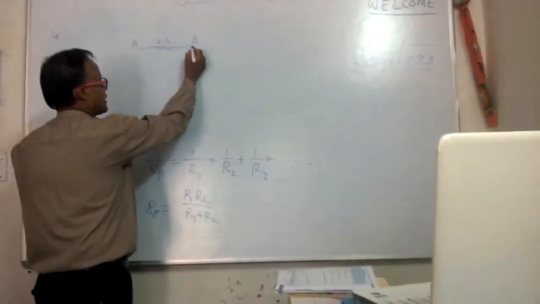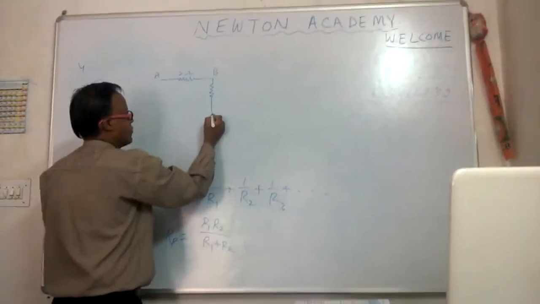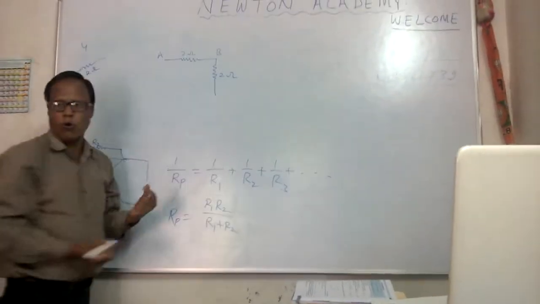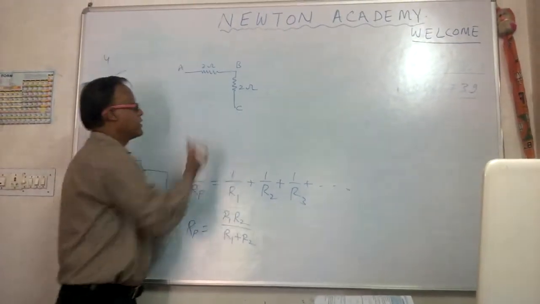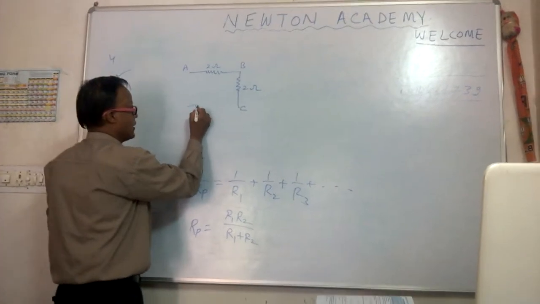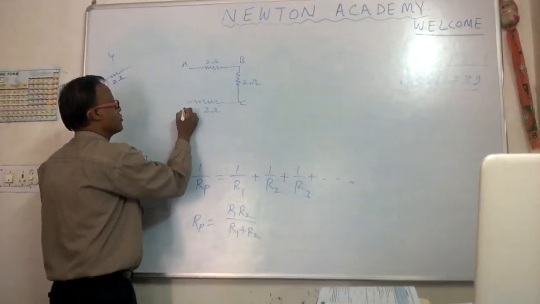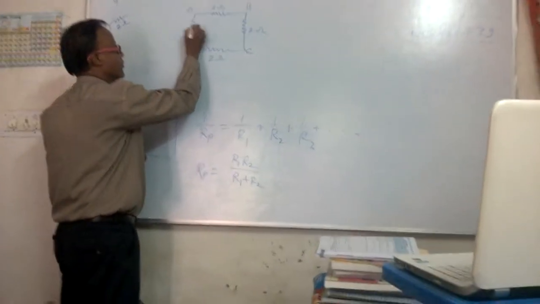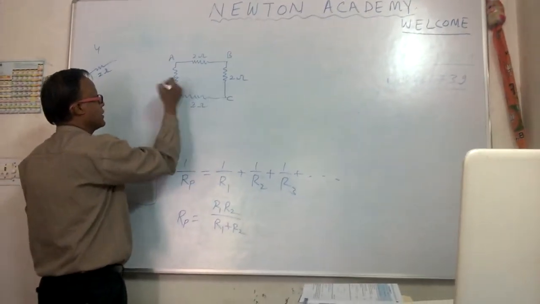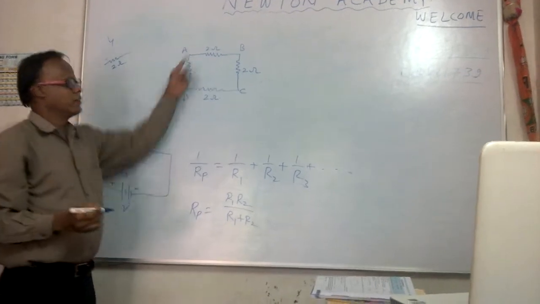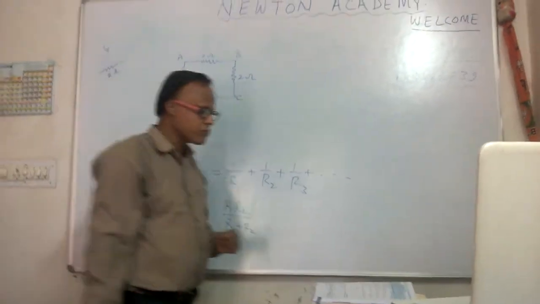Now end to end means another end, we start from here. The third one is connected here. The value is again 2 ohm. This becomes point C, and then again 2 ohm. This is your D point. It is in the form of a square.